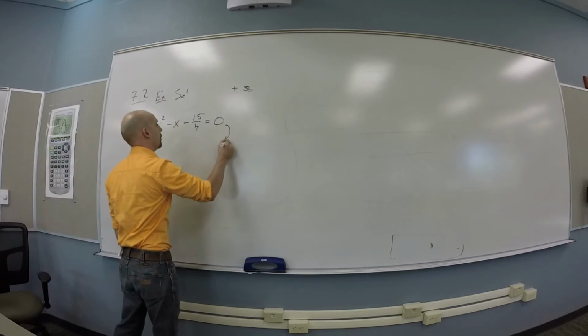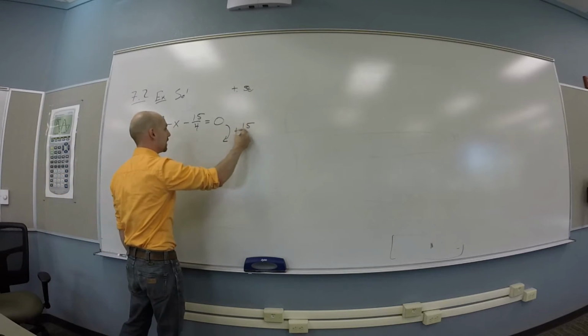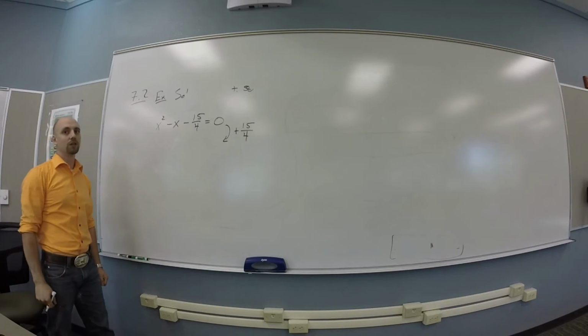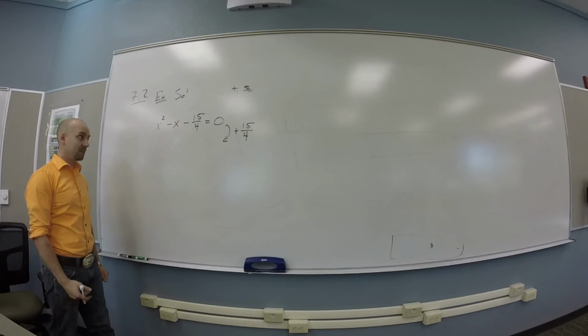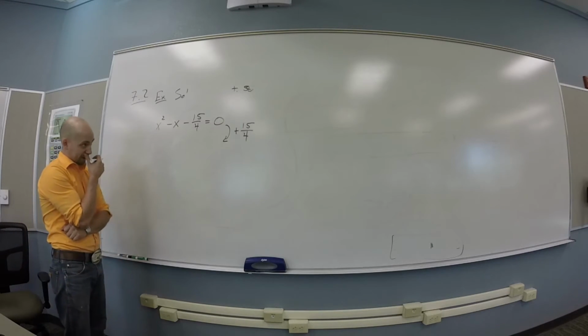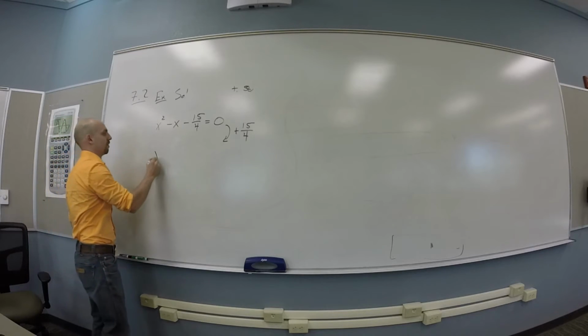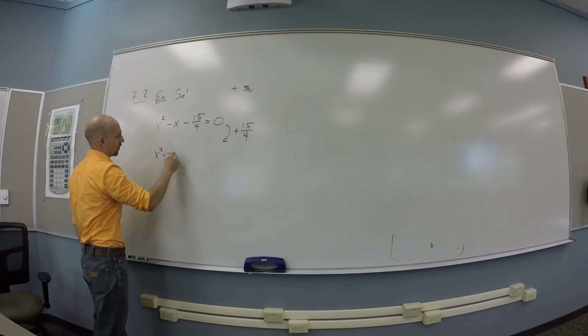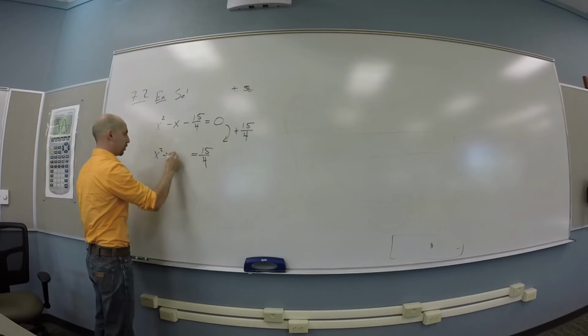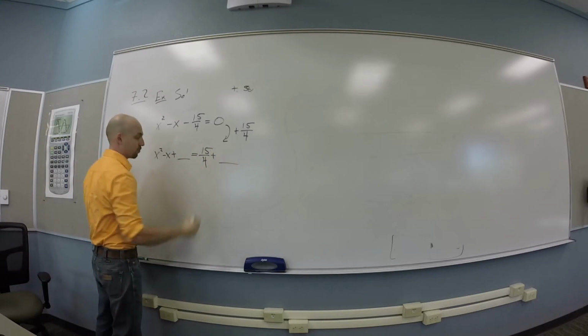So I've got to get the number to the other side, right? So I just add 15 quarters. Yeah, it's a messy number, but who cares? So what am I left with though? x squared minus x equals 15 quarters. Okay, and I should put some blanks in there, right? Because I'm trying to complete the square.